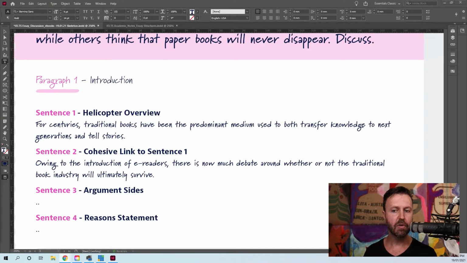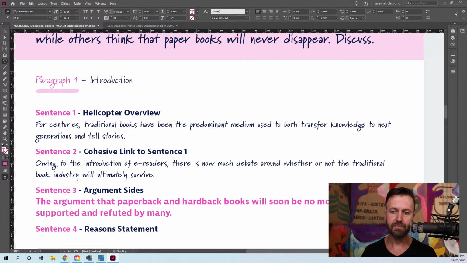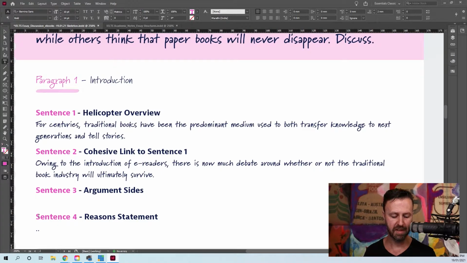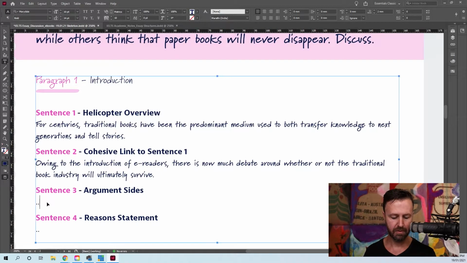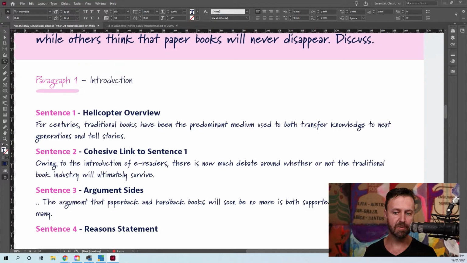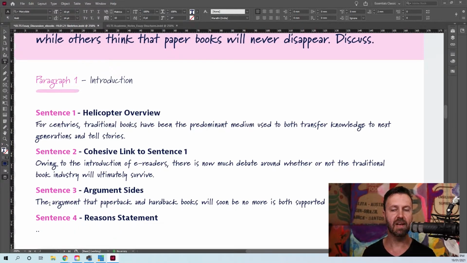Okay, we're not going to give a position here. So with discussion essays, we don't give a position until the end. So that's why it's a little bit different to argument essays. So argument essays, we give our position at the beginning. Discussion essays, we give our position at the end. Okay, so argument sides.